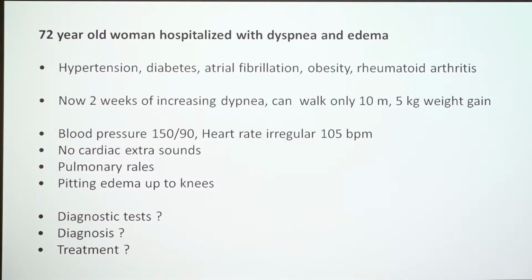So very common. She has high blood pressure, diabetes, atrial fibrillation, she's overweight, and she has rheumatoid arthritis. And now she's had 2 weeks of increasing dyspnea. She can only walk about 10 meters before she has to stop because she's so short of breath. And she's gained 5 kilos approximately over the last 2 weeks. And then when we see her in the emergency room, she has a blood pressure of 150/90. Is that normal? What's a normal blood pressure?